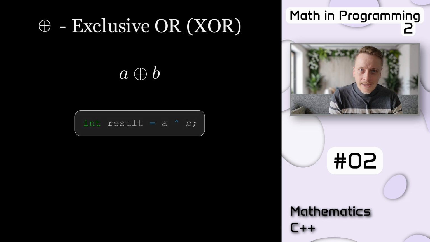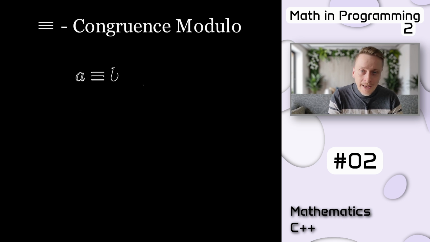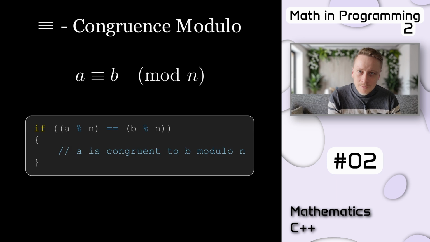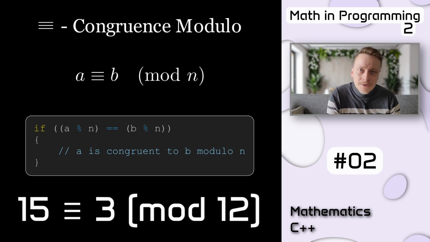Congruence modulo, written as A is congruent to B modulo n, means that A and B leave the same remainder when divided by n. In C++, we check this with the percent sign, known as the modulo operator. Modular arithmetic is everywhere. It's the math behind clock arithmetic. For example, this notation means 15 and 3 have the same remainder when divided by 12. Or in other words, 15 and 3 are the same on a 12-hour clock.